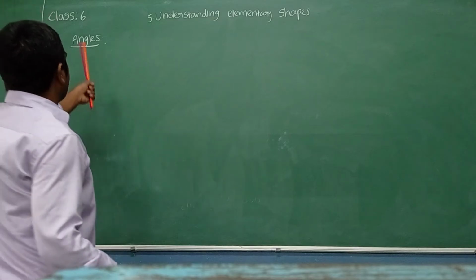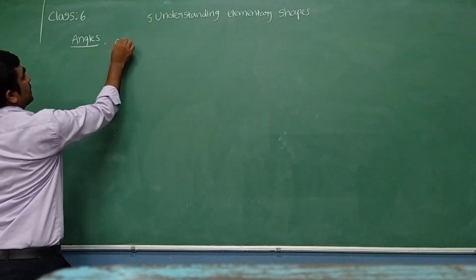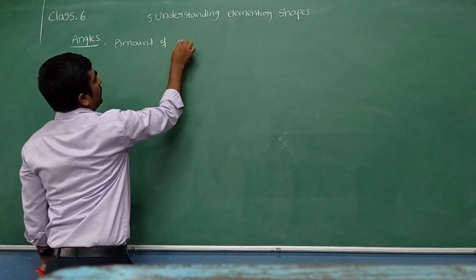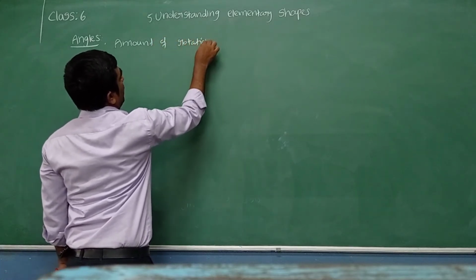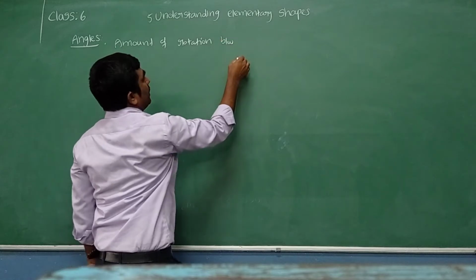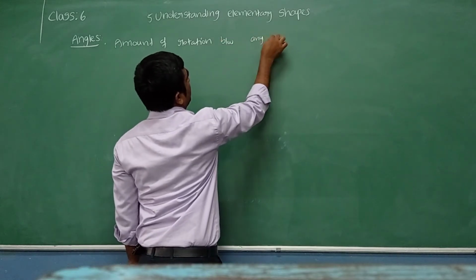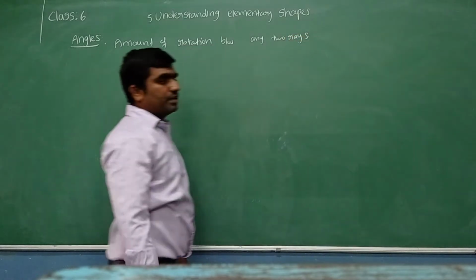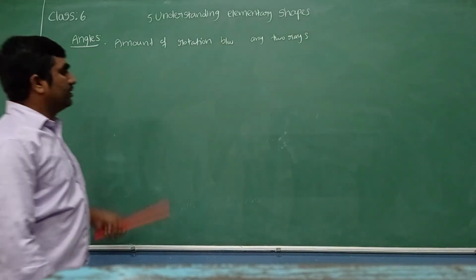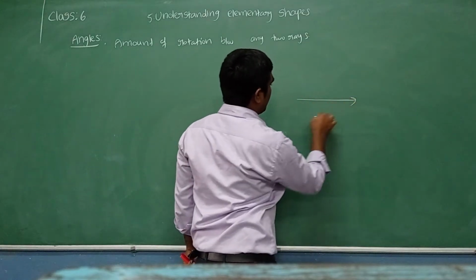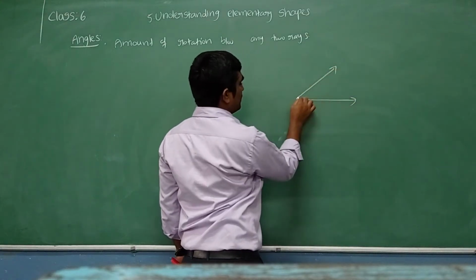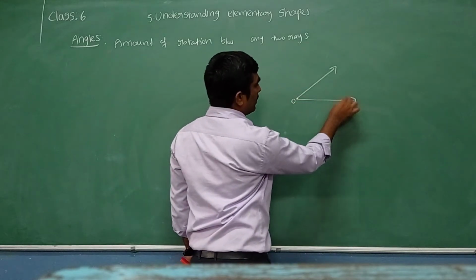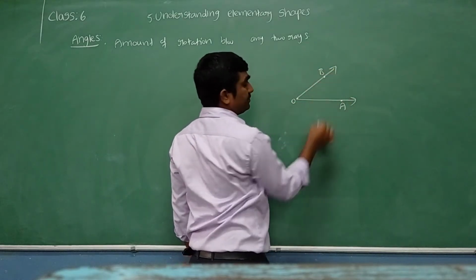Yes. What is meant by angle? Sir, angles are nothing but the amount of rotation between any two rays or line segments or lines. Example, let me draw one ray like this, and another ray like this. Their common end point is O. Take one ray as OA and the other ray as OB.